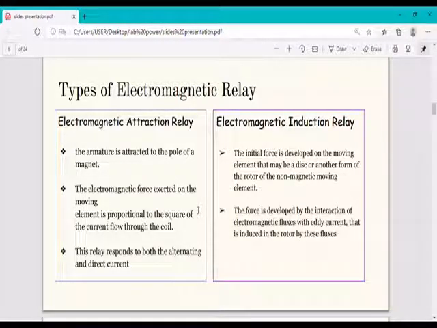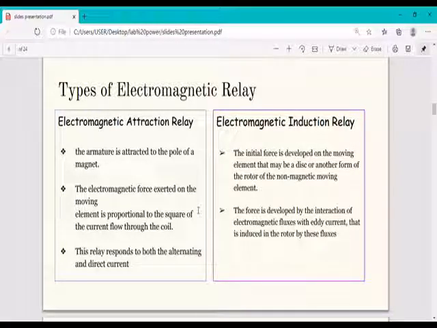The electromagnetic force is exerted on the moving element, which is proportional to the square of the current flowing through the coil. This relay responds to both alternating and direct current, which means it responds to AC and DC.